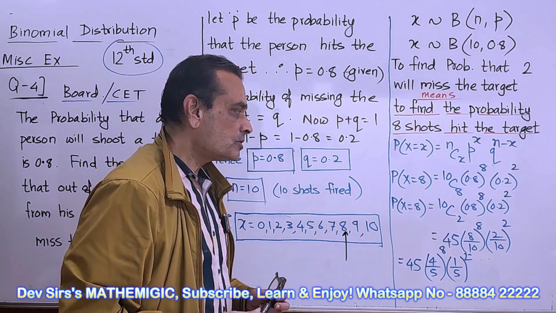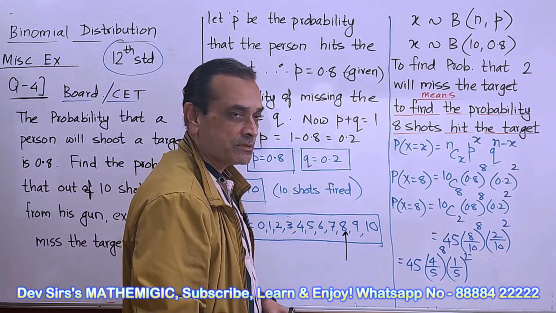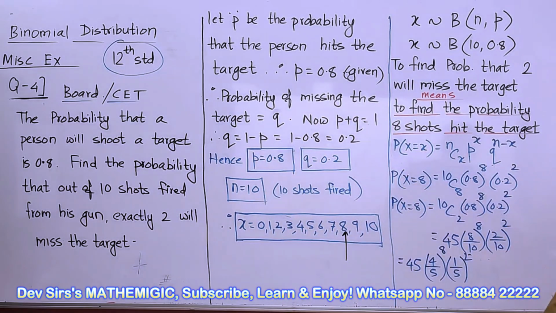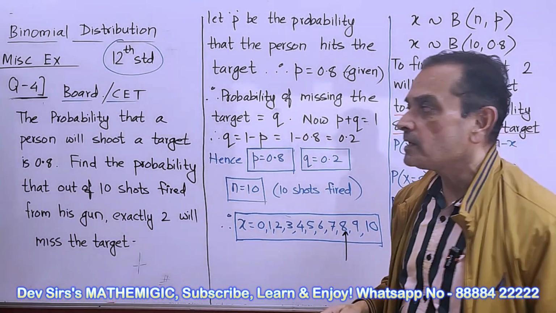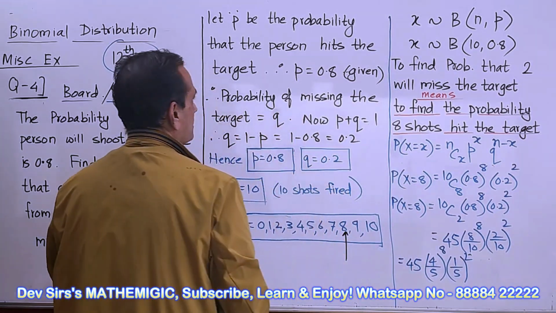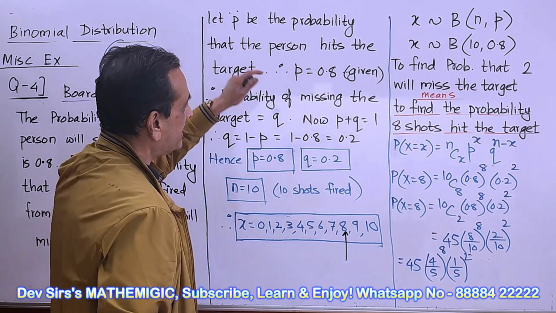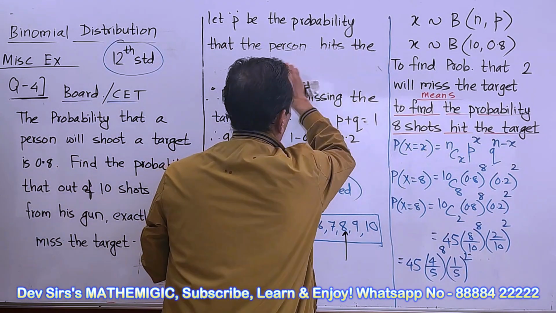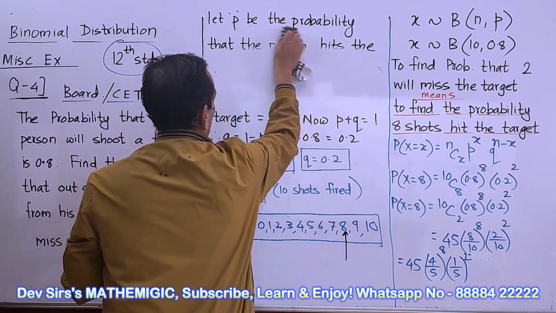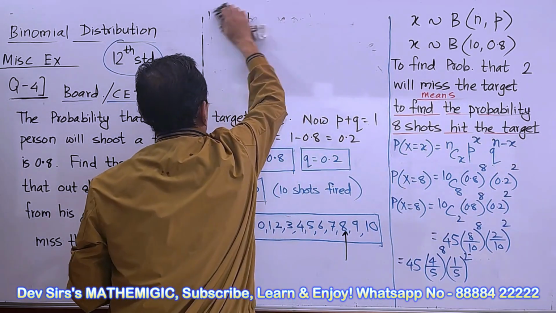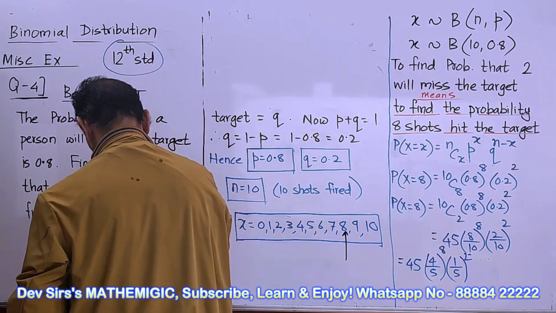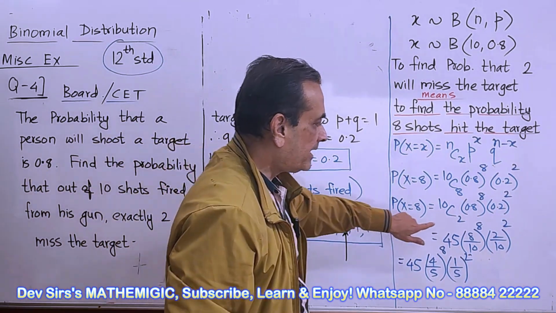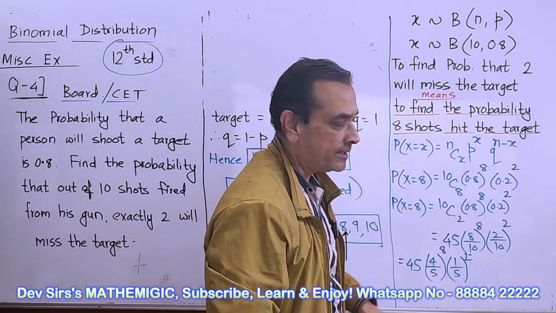Okay? So how will we solve this now? I'll just make some space. 10C2, how to solve that? Now there is a simple shortcut formula. Okay, I'll rub this part now. I'll explain how I have got 45 over here.